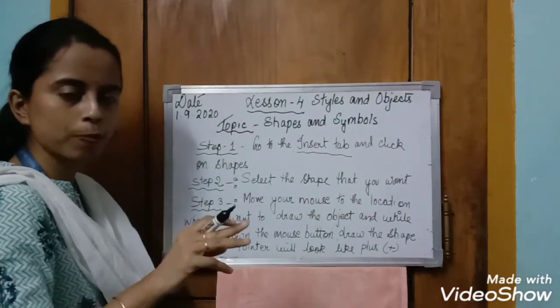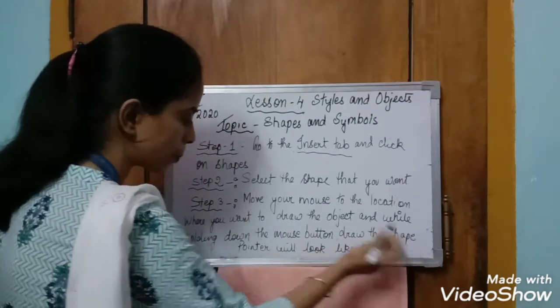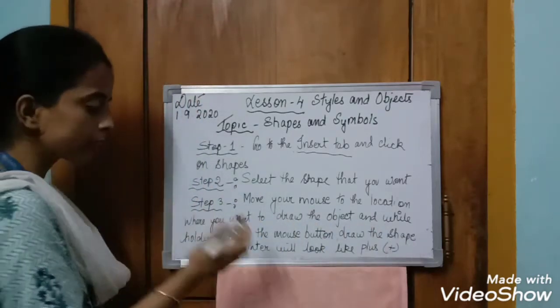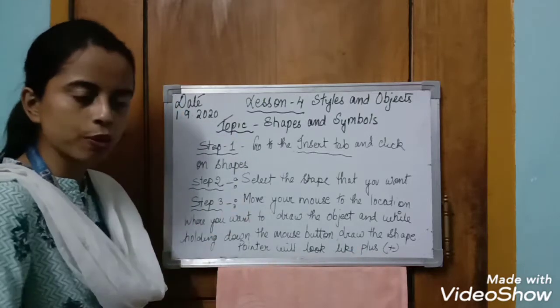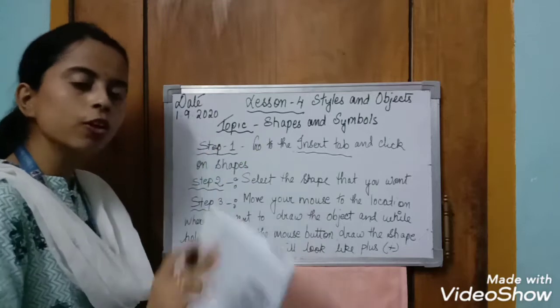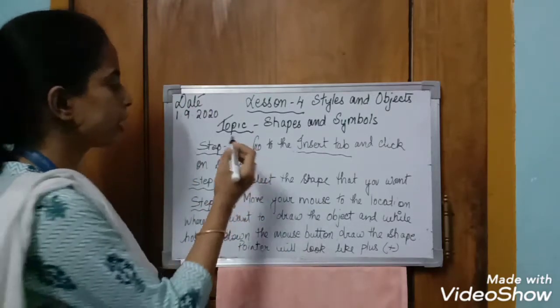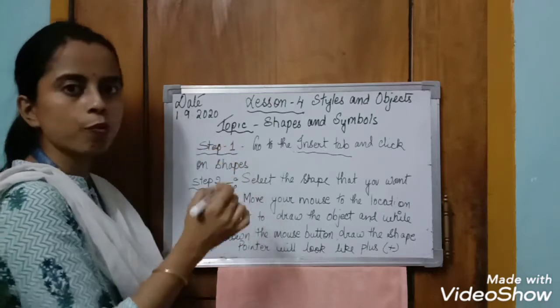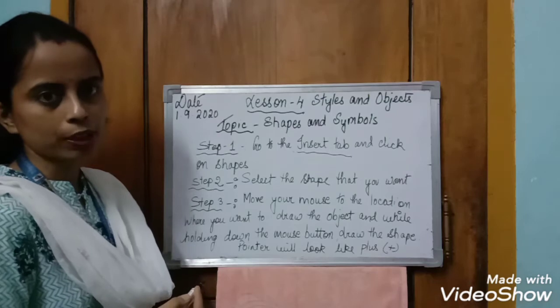As you know, a mouse has 3 buttons. You have to hold down the mouse button, then you draw the shape. But you will see that the pointer will look like a plus symbol. Once you drag, your shape will appear in your document. So these are the steps to insert shapes in a MS Word document.